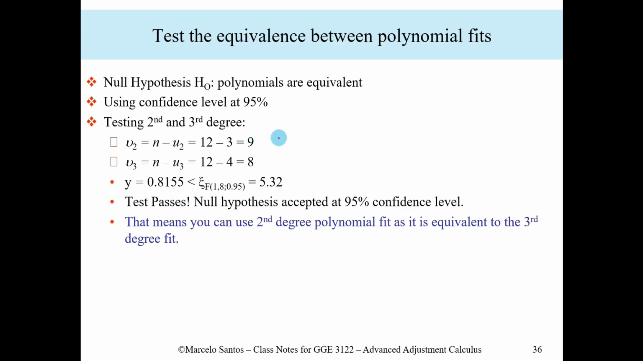Here we have now the tests. Null hypothesis: the polynomials are equivalent. Using confidence level 95%, testing the 2nd and 3rd degree. This is the statistic that we get, and the test passes. So the null hypothesis is accepted at 95% confidence level. That means you can use the 2nd degree polynomial fit as it is equivalent to the 3rd degree fit. So the most reasonable choice in this case would be to use the 2nd degree.